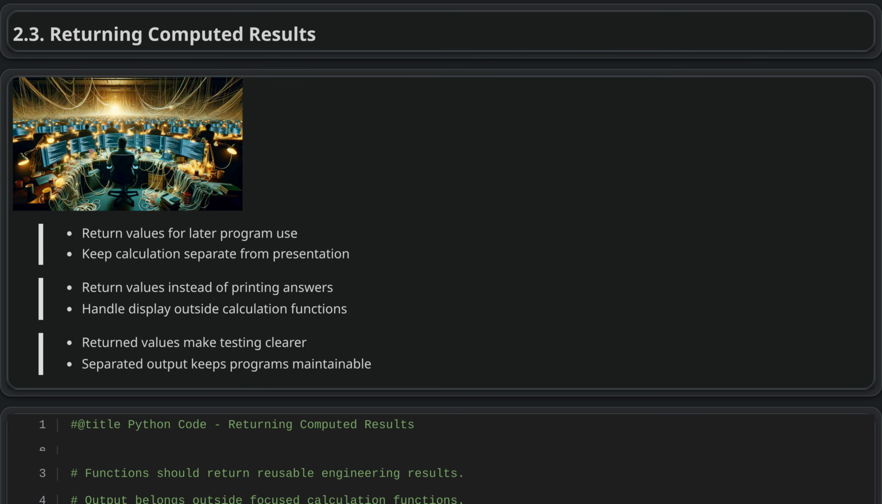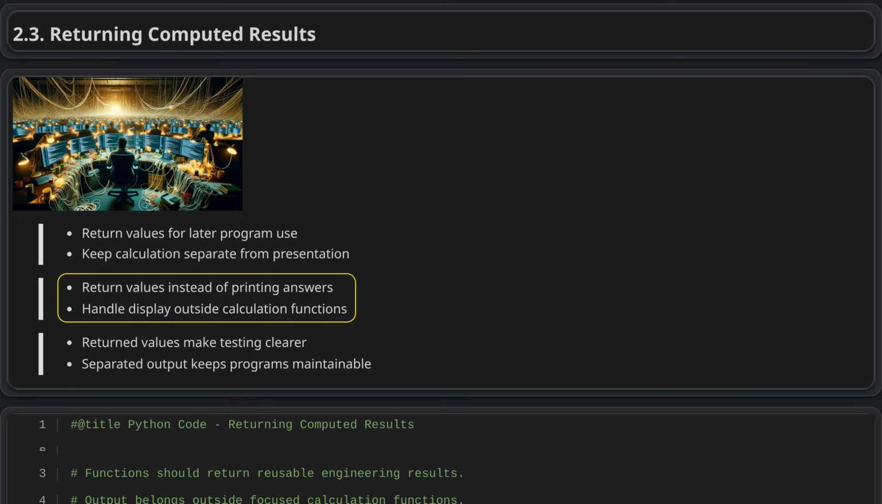Returning computed results. A function that returns a computed result produces a value other parts of a program can use. In engineering, this lets calculations such as stress or energy estimates be displayed, saved, or used in later work. Keeping the function focused on computation makes it easier to test, reuse, and adapt, while leaving presentation or reporting to other parts of the program.